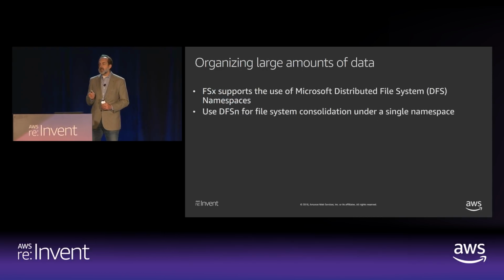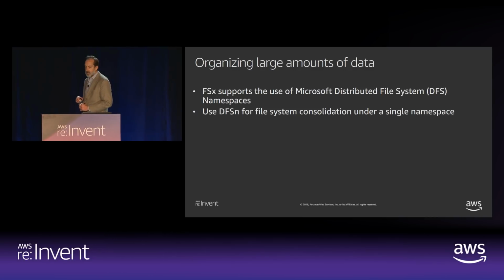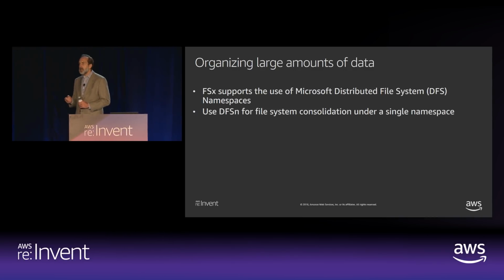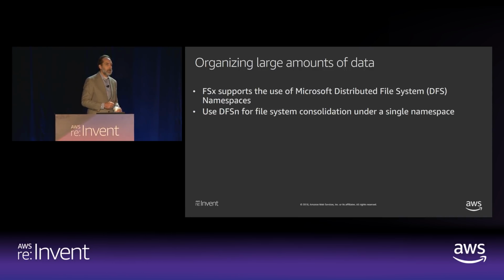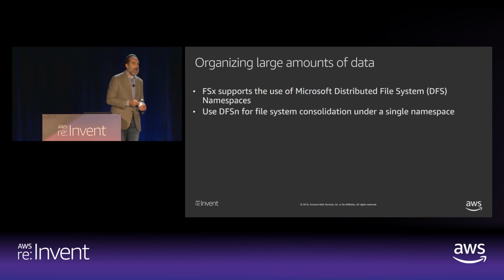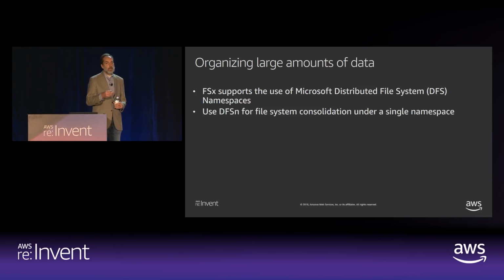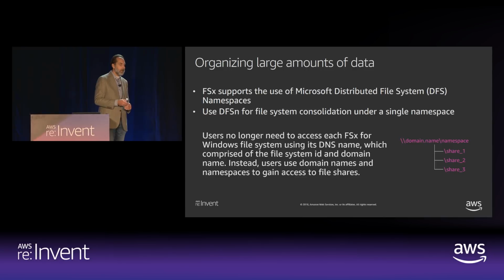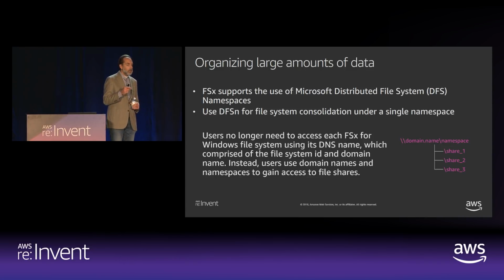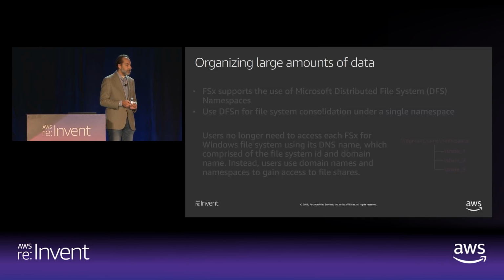So organizing large amounts of data: the storage capacity of a file system can be anywhere from 300 gigabytes to 64 terabytes. But what happens if you have more than 64 terabytes? Absolutely, you can use Amazon FSx for Windows and have multiple file systems consolidated under a single DFS namespace. So let's go ahead and take a look at what that looks like. This namespace, you could have multiple file shares, and all of those file shares would be accessible using that namespace.